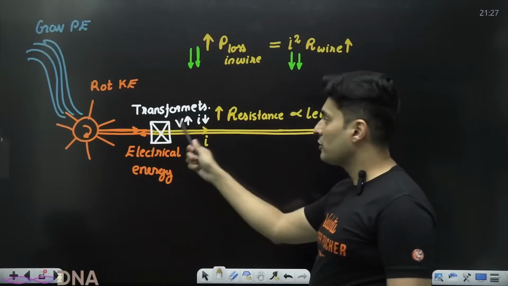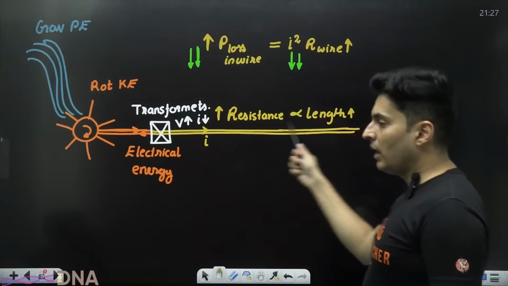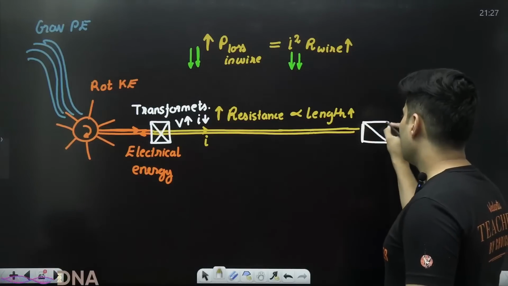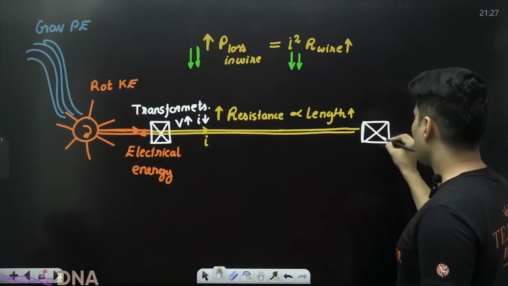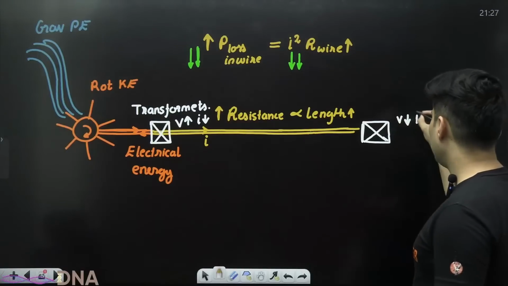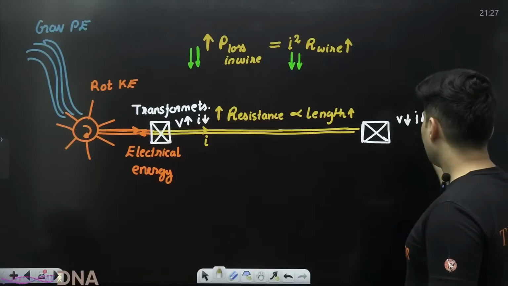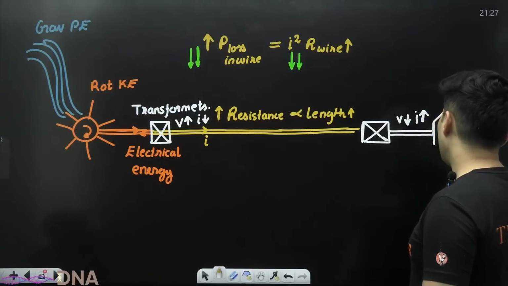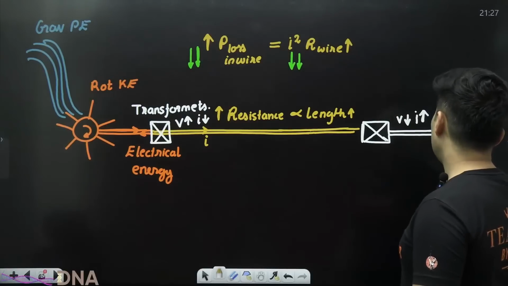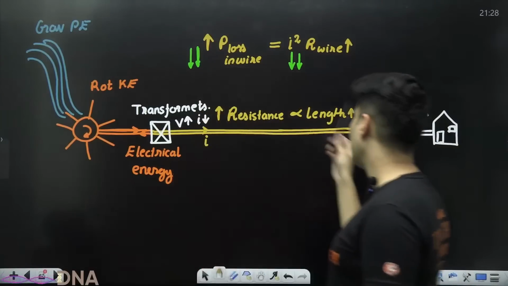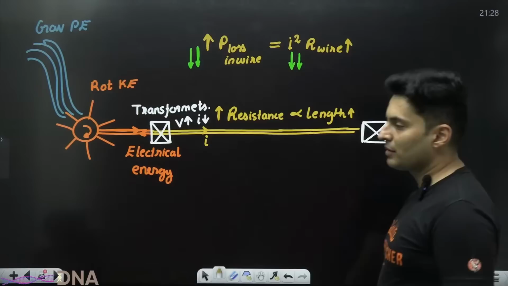Like, sir, if the voltage is so high, then how will it come to our house? Don't worry. On the other side, there is another transformer which again reduces the voltage and increases the current back to its normal value before it is supplied to your house. Whatever they do here, they do the exact reverse before it reaches your house.